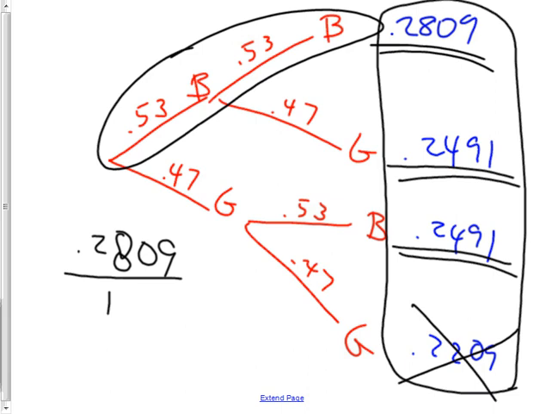Okay, so then I have to add those 3 up, or even smarter. Remember how to do this even smarter than adding up those 3? Go 1 minus the 0.2209.